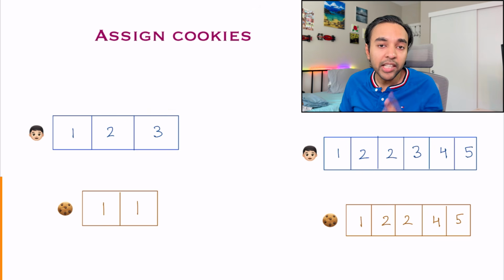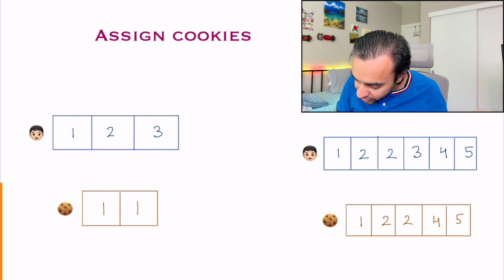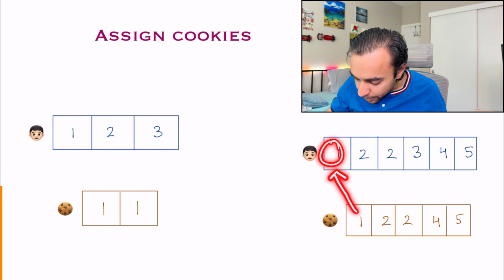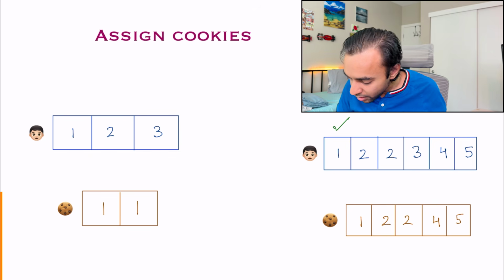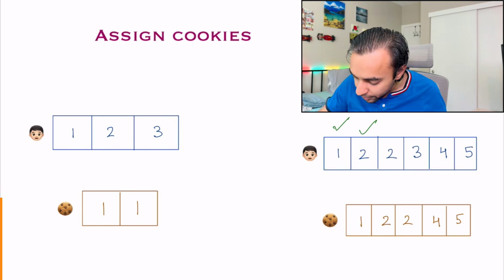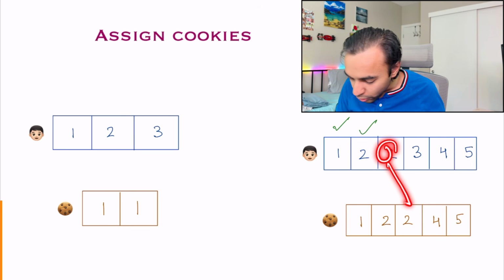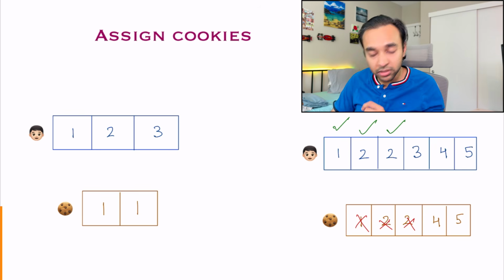Now what I will do is I will start assigning these cookies one by one to each of the children. For the first child, I take up the first cookie and I give it to him. His appetite is satisfied. So okay, first child is happy. What about the next child? He can get a cookie of 2. So he is also happy. What about the next child? He can get a cookie of 2. So he is also happy. Meanwhile, I'm done with 3 cookies, right?